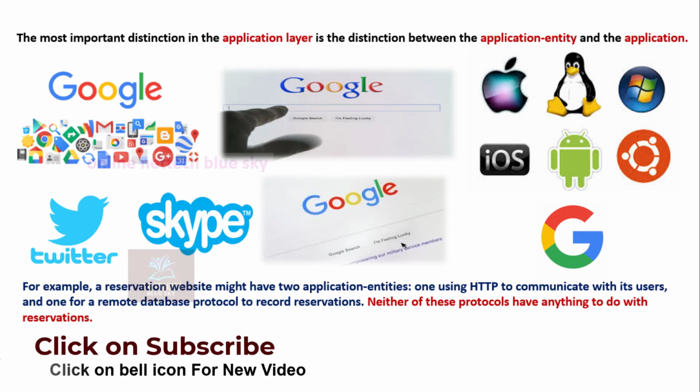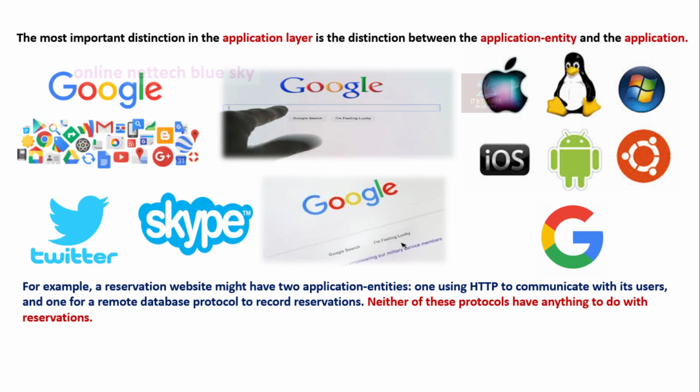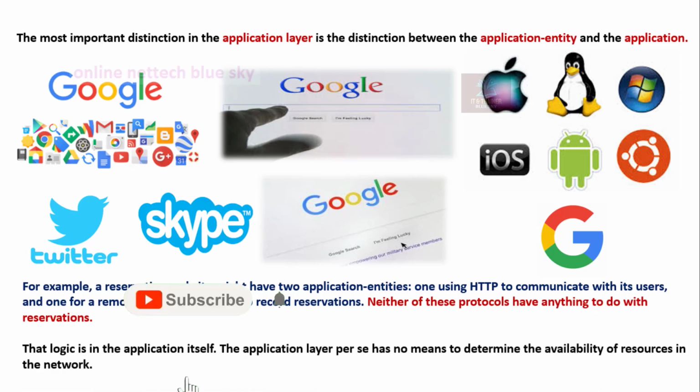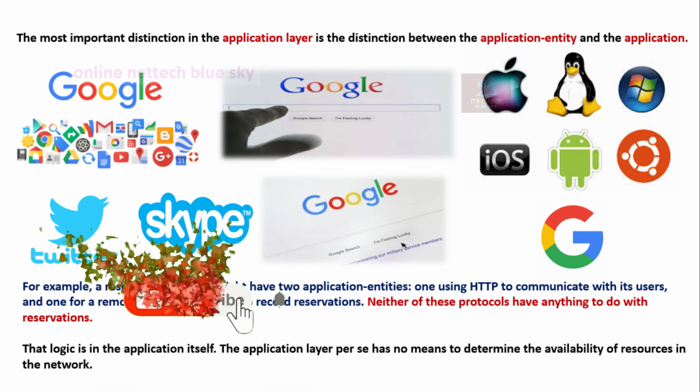And record reservation is offered and distributed to the application layer on each side. That is one type of example of a reservation website. We have two application entities. One side application starts in your computer, and the second side starts on your server side. So that is one type of data transferring system communicating between sides. The logic is in the application itself.